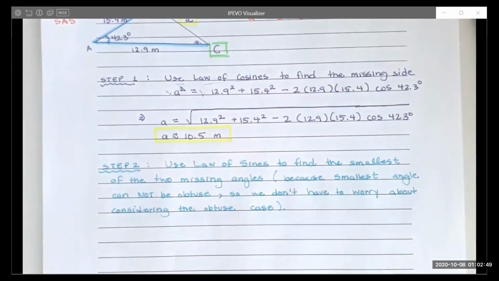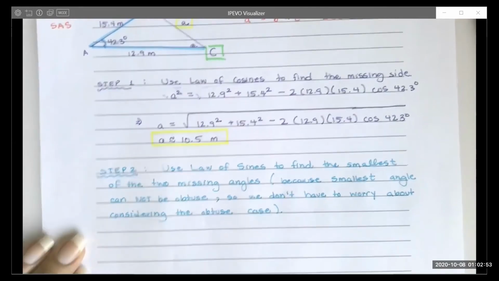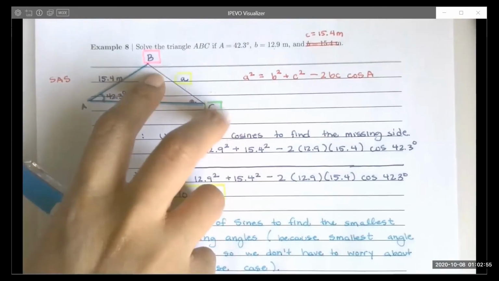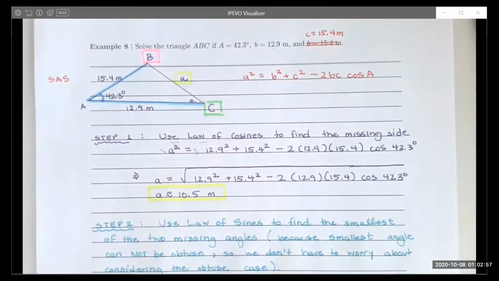But then that begs the question, well, what is the smallest of the two angles? Because none of these two are given, right? So if they're not given, how do I know which one is the smallest one? Well, here's what you should keep in mind. The angle is always going to have a relationship with the side. So what I mean by that is the following.